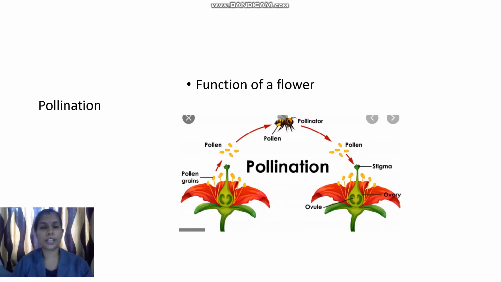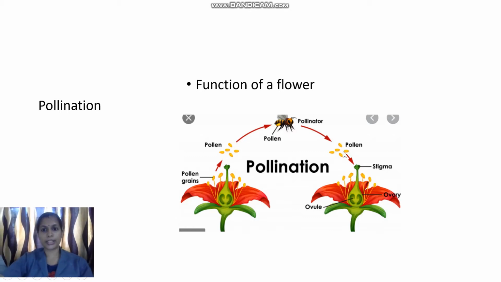Next we are moving to the functions of a flower. What is the function? Yes, pollination is the function of the flower. You can see over here, it's a flower. From here the pollen grains are released, and these pollen grains are taken up by the pollen agent. And when this agent sits on the stigma of another flower, what happens? These pollen grains will be released over here. So pollination means what? The transfer of pollen grains from one flower to the stigma of another flower is called pollination. We will study in detail about pollination and agents of pollination in the next module.